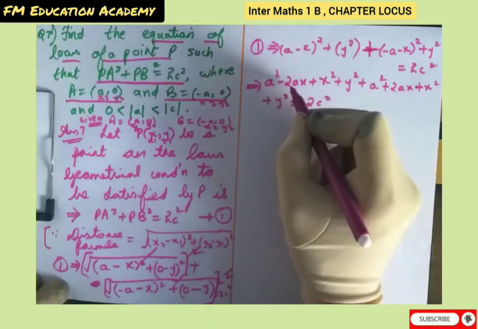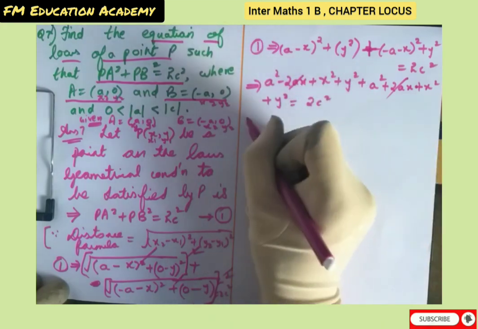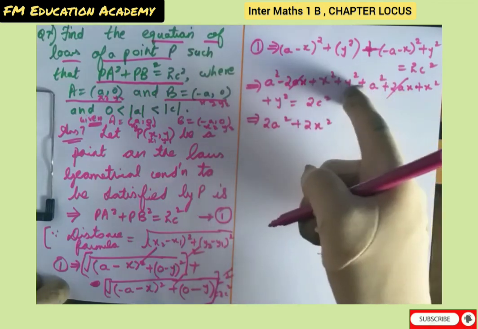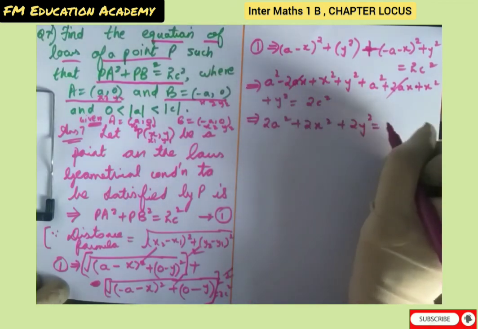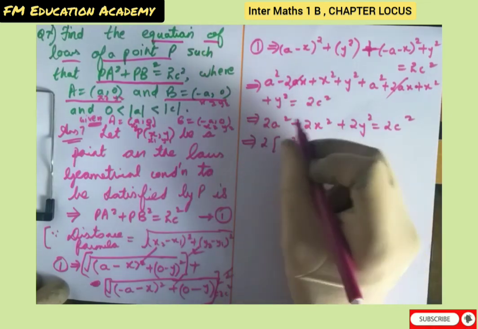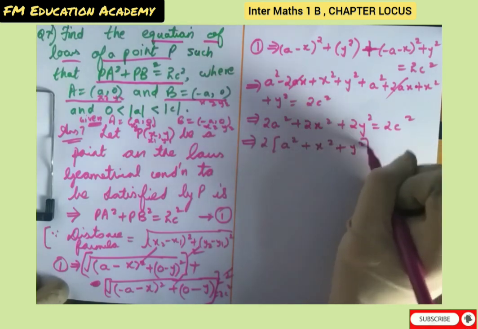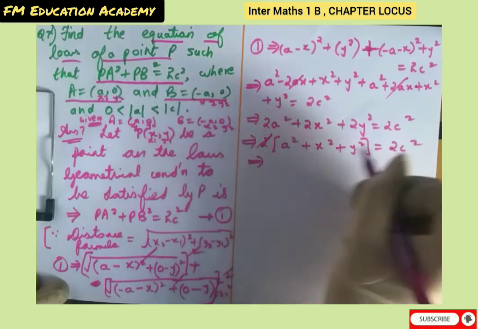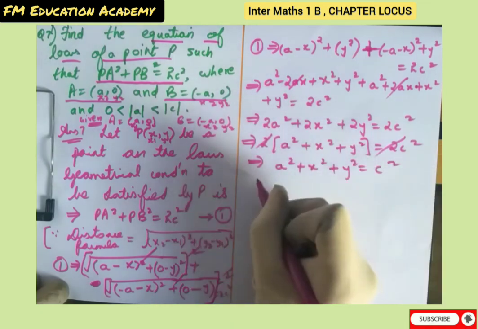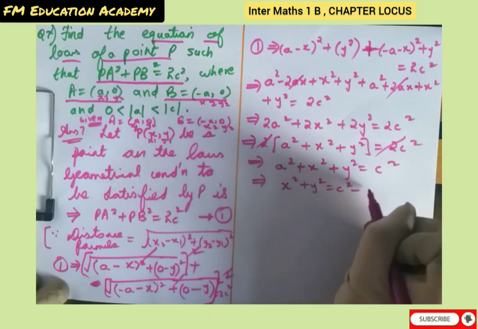Now on the LHS we have minus 2ax and plus 2ax. Since they have opposite signs, both will get cancelled. A square plus a square is 2a square plus x square is 2x square plus y square is 2y square is equals to 2c square. So what we can do, we can take 2 common out because 2 is present on LHS as well as RHS, and all the terms 2 is present. So 2 will get cancelled. We are left with a square plus x square plus y square is equals to c square, or we can write x square plus y square is equals to c square minus a square.